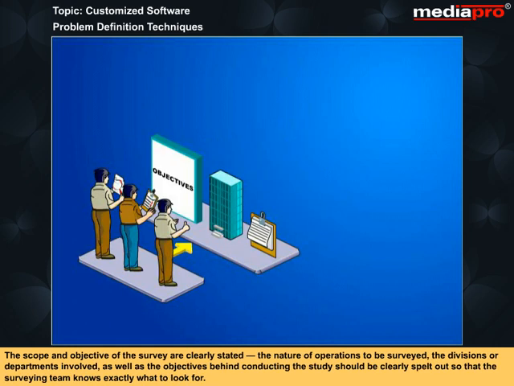The scope and objective of the survey are clearly stated. The nature of operations to be surveyed, the divisions or departments involved, as well as the objectives behind conducting the study should be clearly spelled out so that the surveying team knows exactly what to look for.